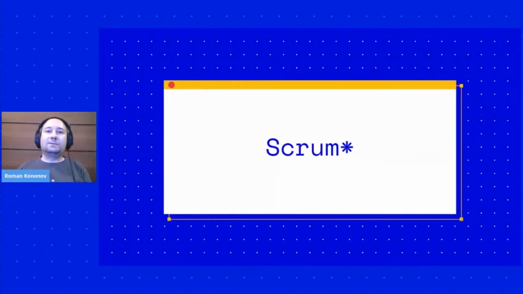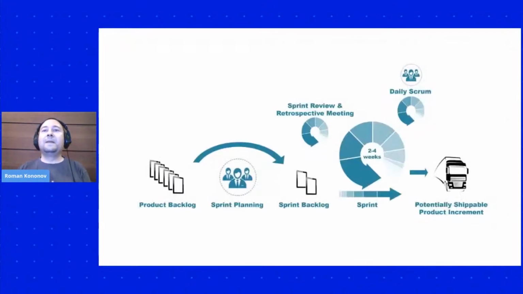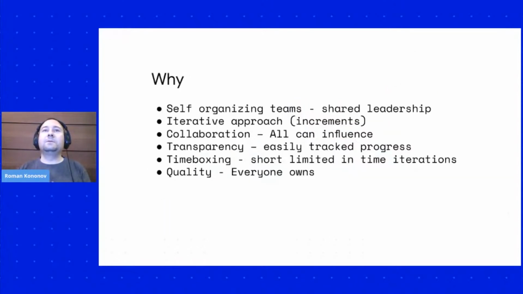So, the Scrum process. Why is there an asterisk? Because it's a bit different. I believe all of you have seen this picture. This is from scrum.org, as far as I remember. This is just the usual Scrum process, where you have a product backlog, sprint planning, sprint backlog, the sprint itself, retrospective and review meetings, daily scrums, and a potentially shippable product increment. So this is a usual Scrum process.